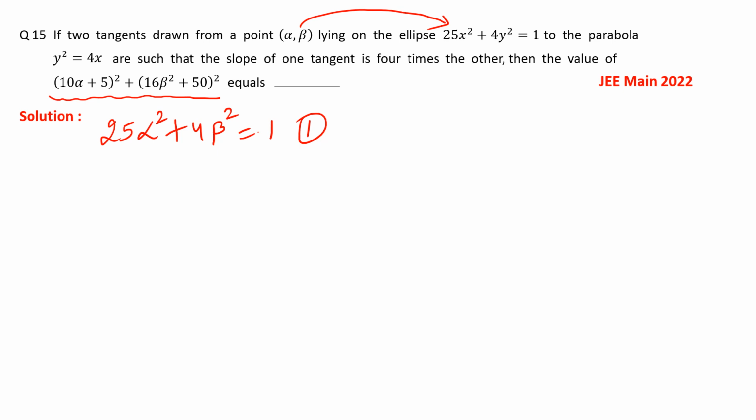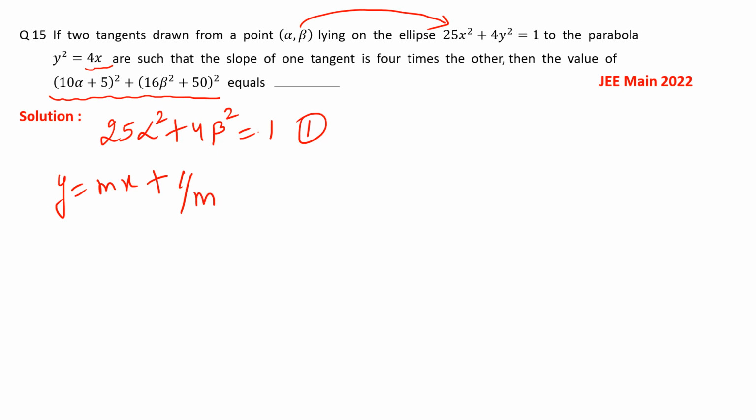And now from this point alpha comma beta, we are drawing tangents onto the parabola y square equal to 4x. So for this purpose, I am using the slope form of tangent for the parabola y square equal to 4x. And its equation is going to be y equal to mx plus a by m. Now what is a over here? 4a is equal to 4. So a will be equal to 1.